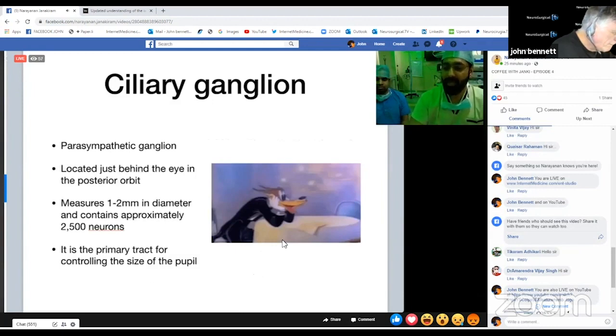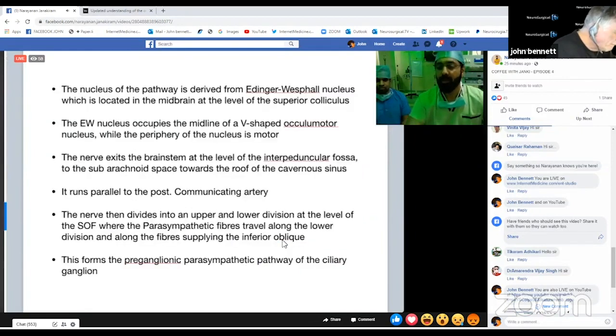The ciliary ganglion is a parasympathetic ganglion located just behind the eye in the posterior orbit. It measures 1 to 2 millimeters in diameter and contains approximately 2500 neurons. It is the primary pathway for controlling the size of the pupil. Now, the nucleus of the pathway is the Edinger-Westphal nucleus, which is located in the midbrain at the level of the superior colliculus.